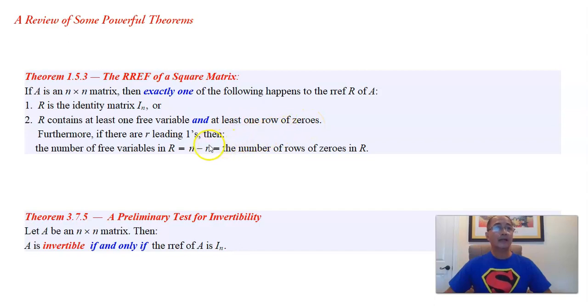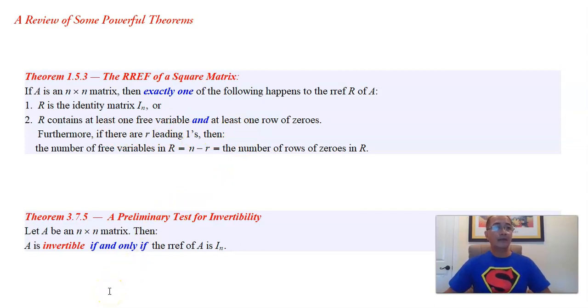It turns out that if you have R leading ones, and remember that R means the rank of your matrix, then the number of free variables in the REF is n minus R, and this is also the number of rows of zeros in R. Fortunately, we're not really going to need this somewhat icing on the cake. We just need that the second possibility is that we will have a row of zeros.